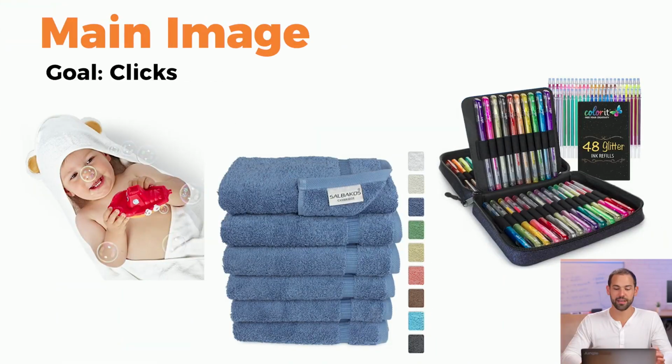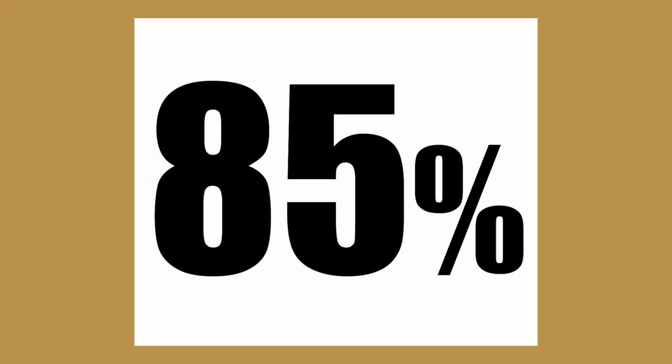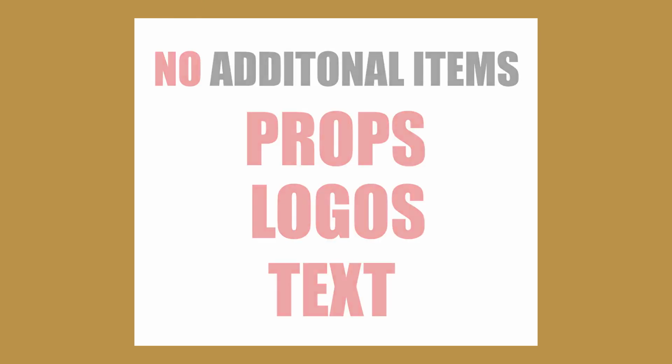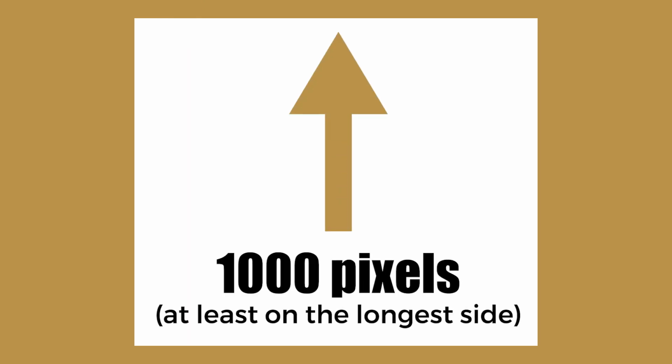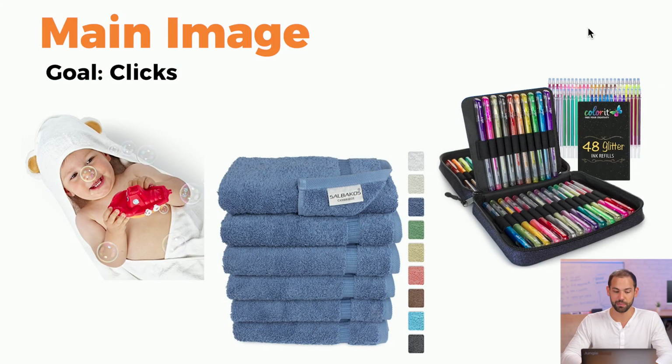So to start, the main image, this is the one that shows up on the search page. It's supposed to take up 85% of the photo. I recommend it be square, and there's not supposed to be any additional items like props, logos, or text. It must also be at least 1,000 pixels wide, and like I said, I recommend squares, so it's at least 1,000 by 1,000 pixels, but you can also do something bigger.